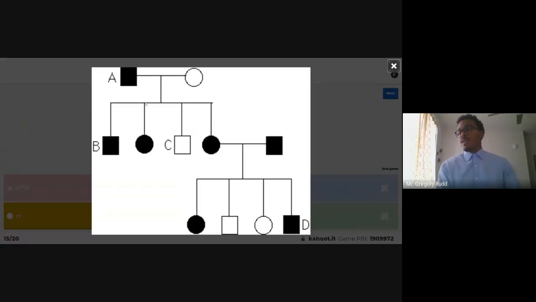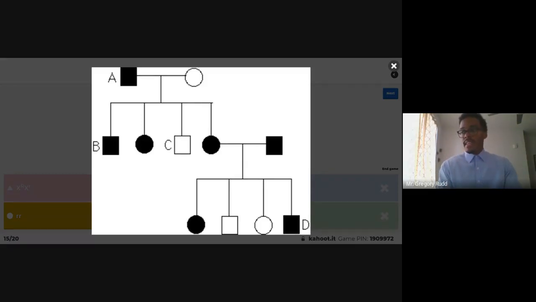Let's look at this. We need to know, first, is it sex-linked? We're looking at these shapes. We see that we've got squares and circles, so it's not just affecting one sex or the other. So this is not sex-linked. We also want to know if it's dominant or recessive. In this case, we don't see it skipping any generations. We see that it's present in every generation. So that's a clue that this is dominant.